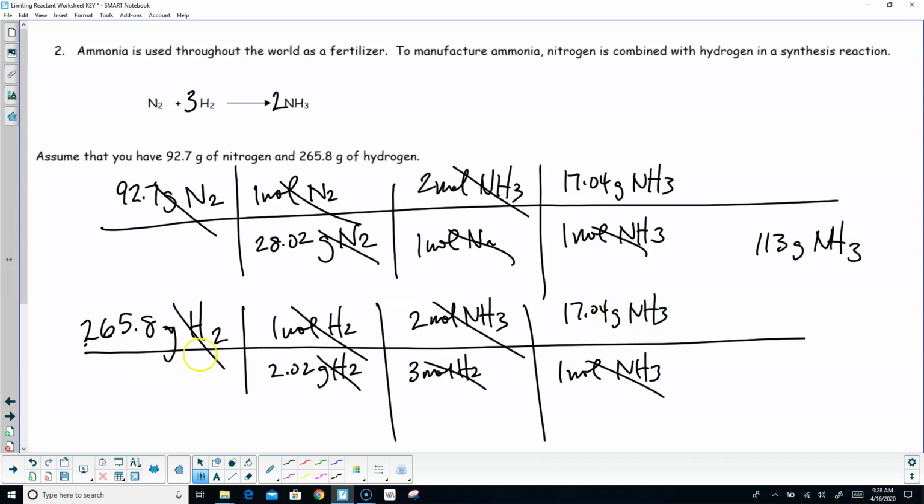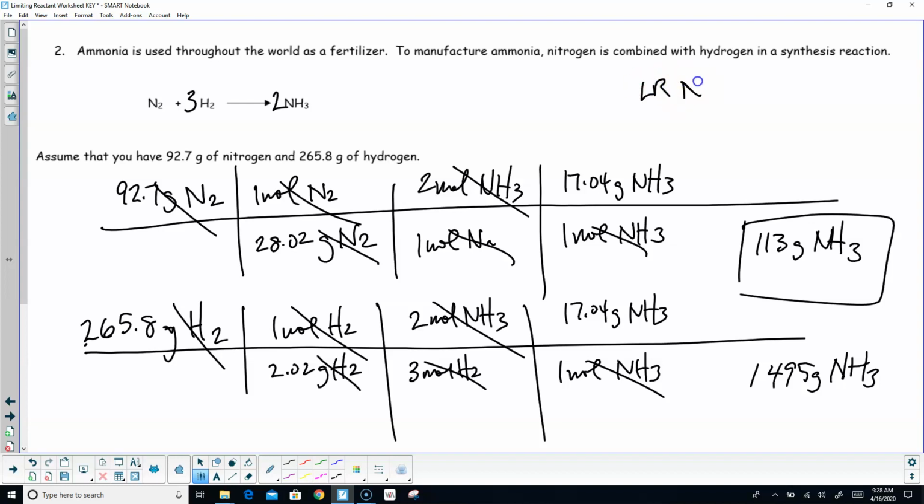Moles cancel. 265 times 2 times 17 divided by 2 divided by 3. When you do so, you get 1,495 grams of ammonia. So yes, you can produce 113. That tells me my limiting reactant is nitrogen, the one I run out of. My excess reactant is hydrogen, the one that I have excess of. So that's my answers for parts A and B.